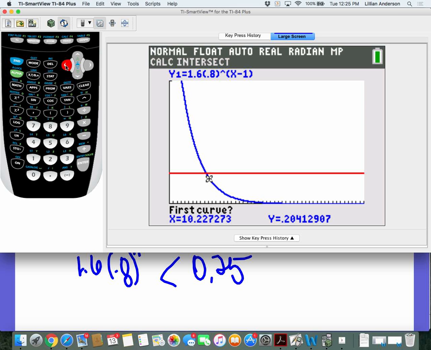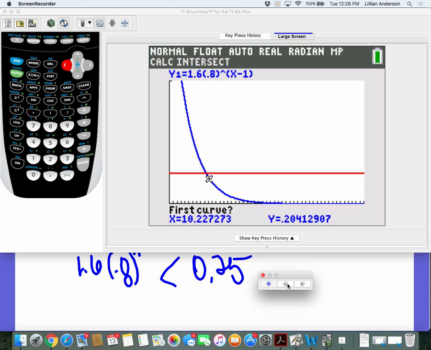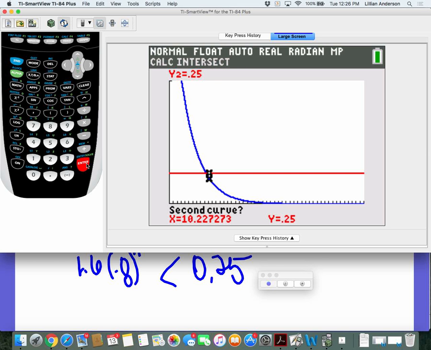Your x max doesn't really matter. You just need it wide enough so you can see the intersection. We went to second trace and down to option 5, intersect. I move closer to my intersection and press enter how many times? 3 times. There's that number, and I see that it's going to be 9.32.